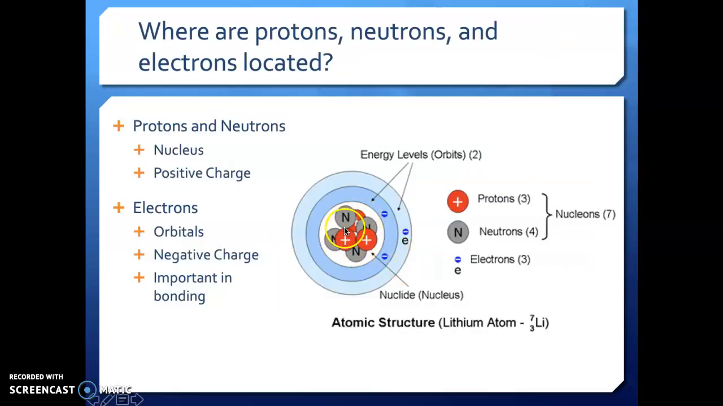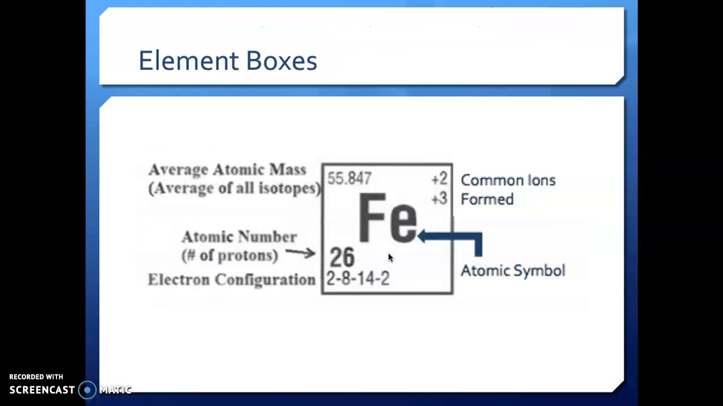Okay, and that represents the average number of particles in the nucleus. And that's what you see here. 7 particles in the nucleus, 3 protons to determine that it's lithium. And since I have 3 protons and 3 electrons, we'd call that a neutral atom. Not super important at this moment, but we'll get there later.